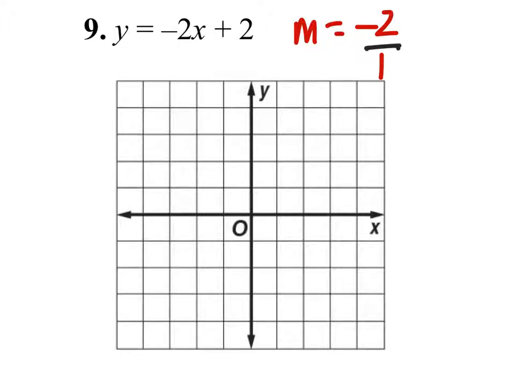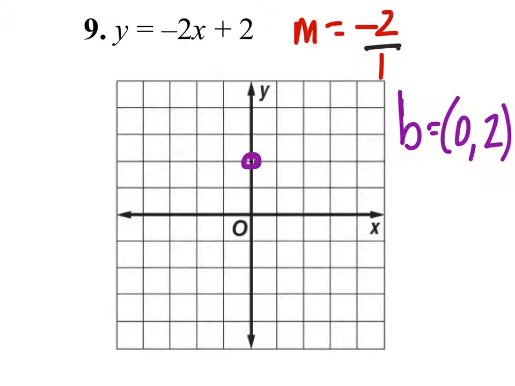Okay. Well, then let's identify the y-intercept. It should be 0, something. What's the y value? 2. Very good. So that's what I need to do first, is graph the y-intercept, which is at 0, 2. That would put me right here.